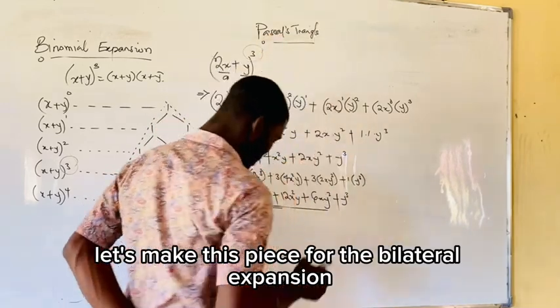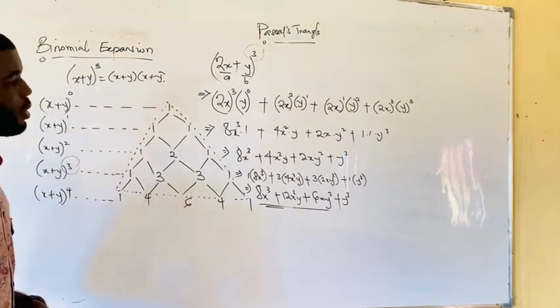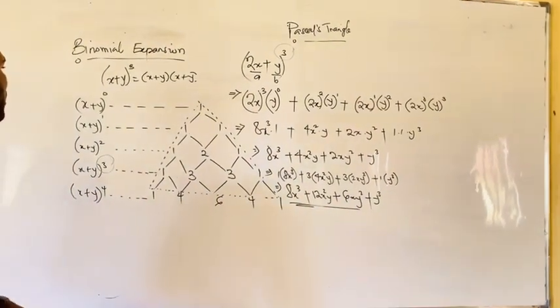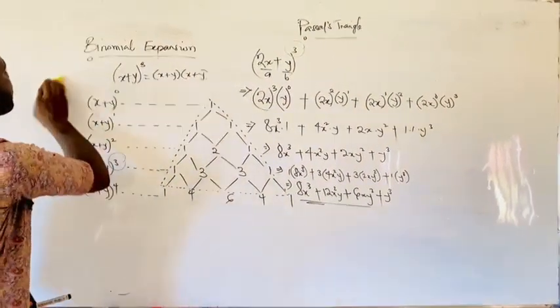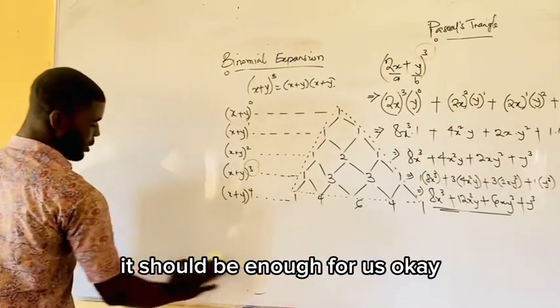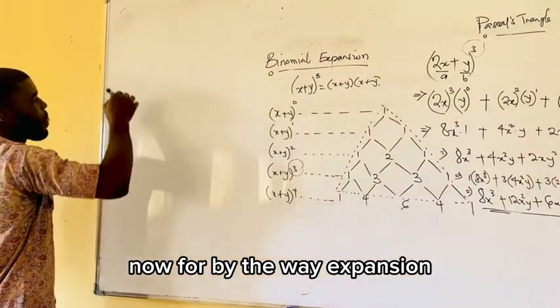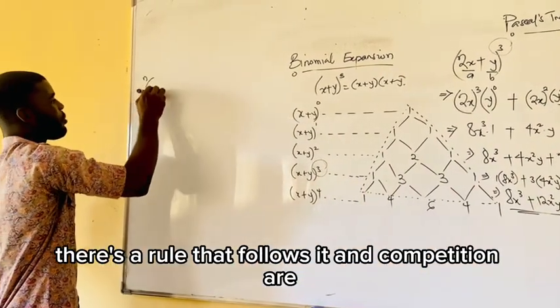let's try to create space for the binomial expansion. All right. Okay. I think I'm going to have to use here. It should be enough for us. Okay.